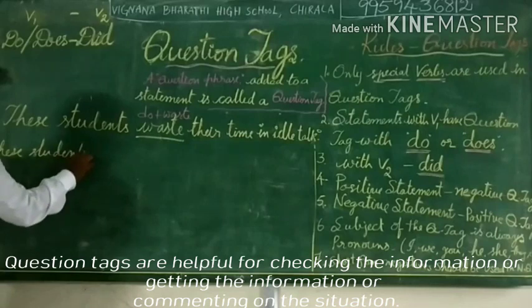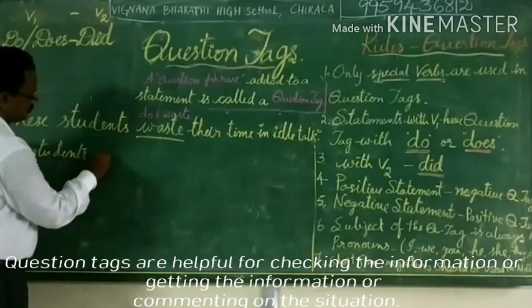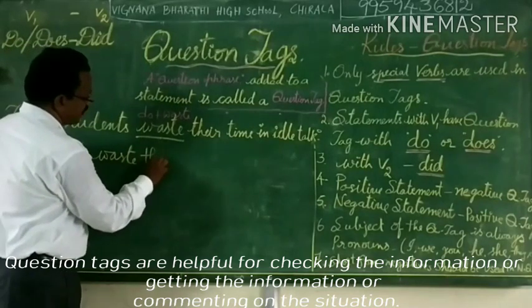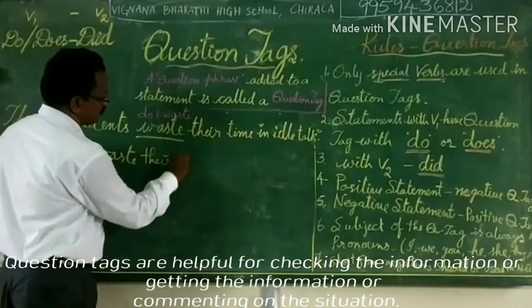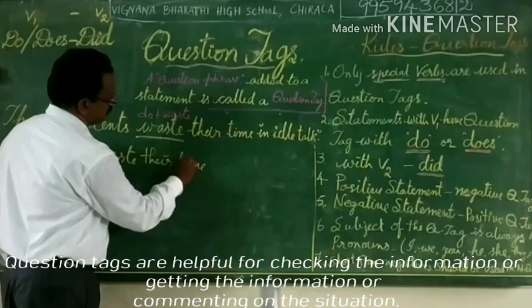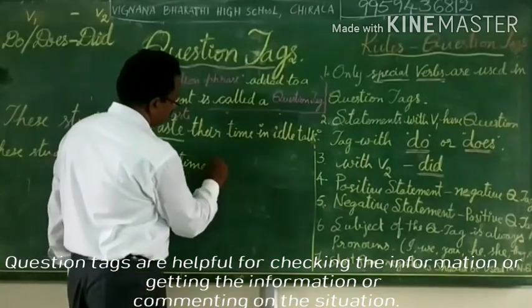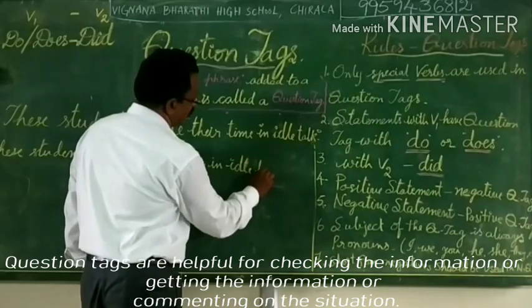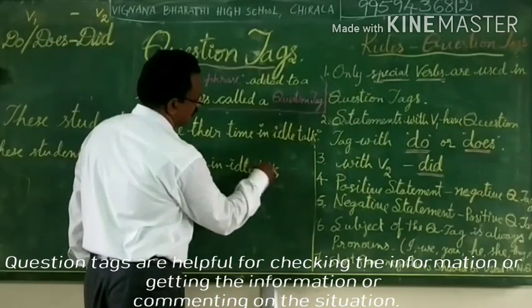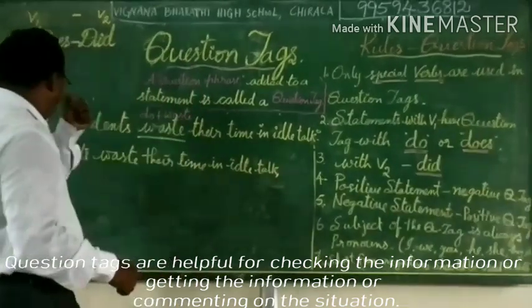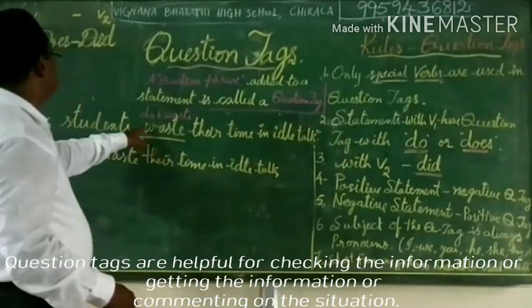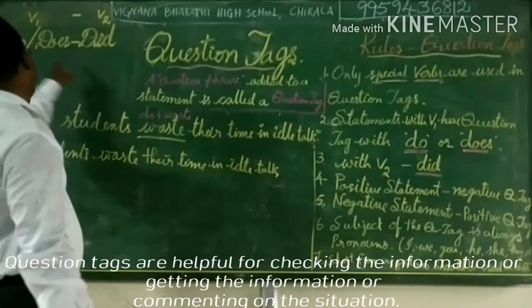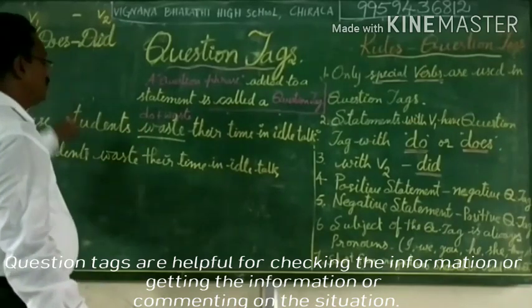These students waste their time in idle talk, comma. Already the special verb found in this waste is do, comes under do, verb 1.